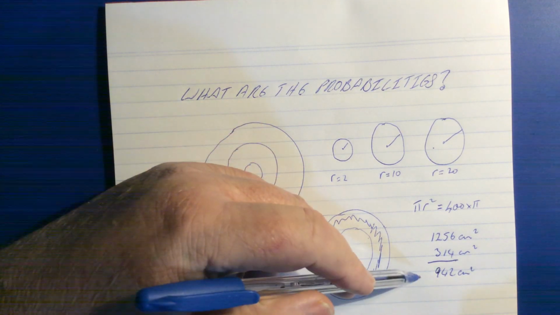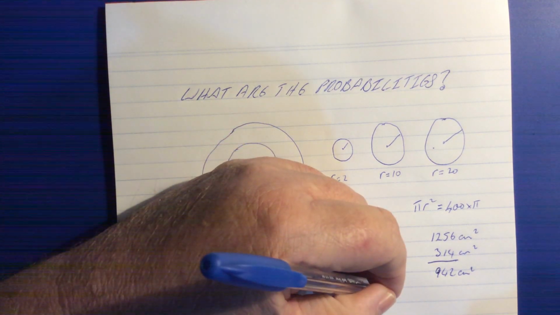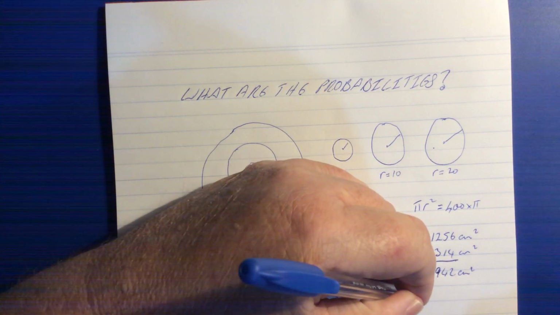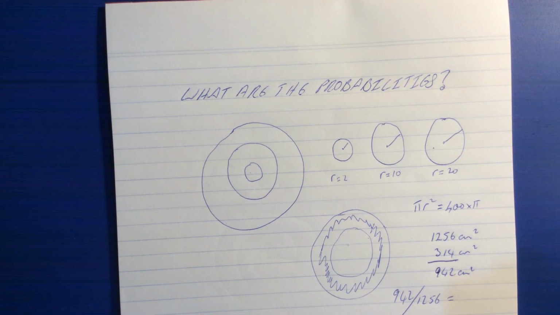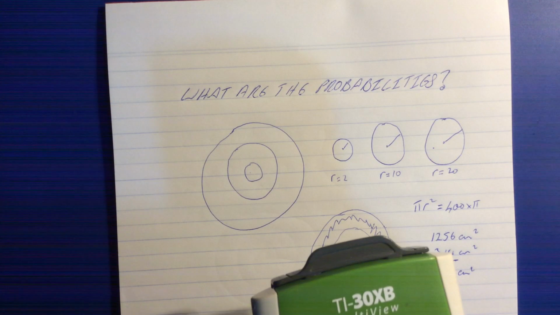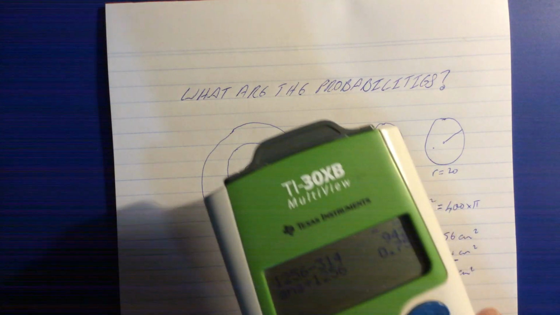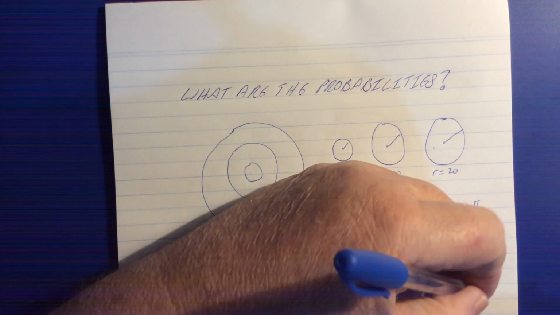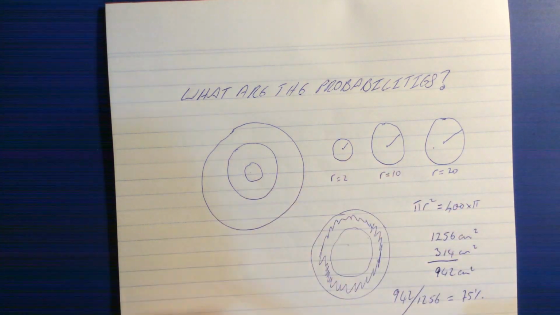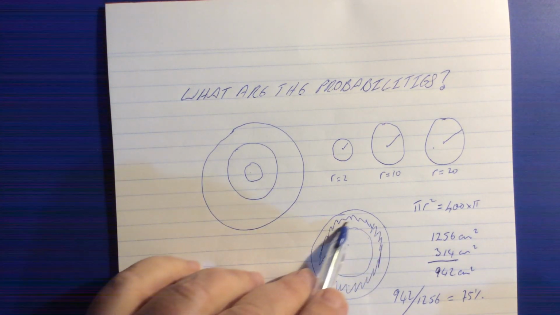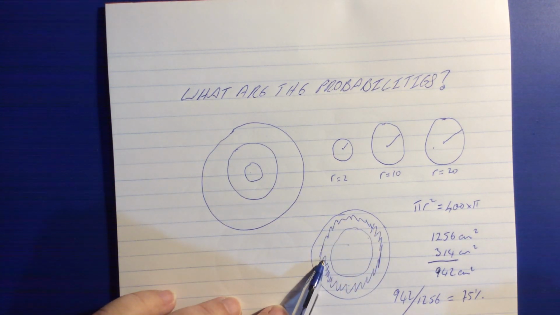And so the probability of hitting this is 942 out of 1256, which we are going to reduce to a percentage. That's done easily by dividing 942 into 1256, which gives us 0.75. Just see that. And that is 75%. We have a 75% chance of hitting that area.